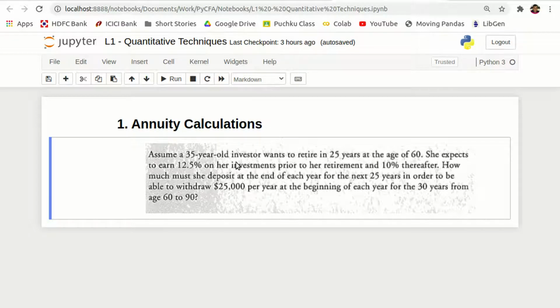There's a 34-year-old investor going to retire at the age of 60, that's after 25 years. She expects to earn 12.5% on the investments for the next 25 years, and after that she'll earn 10%, and she wants to withdraw 25,000 per year for each year of the 30 years of her retirement. And the question is, how much should she then invest at the end of each year for the next 25 years.